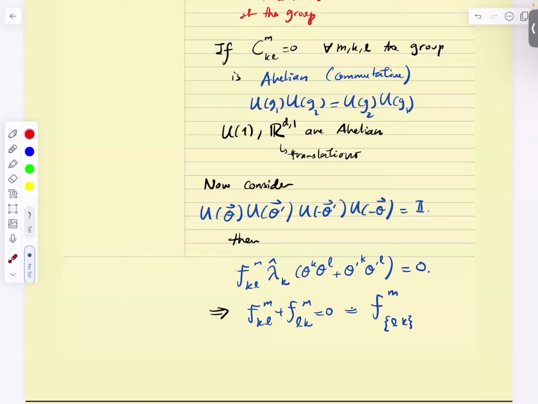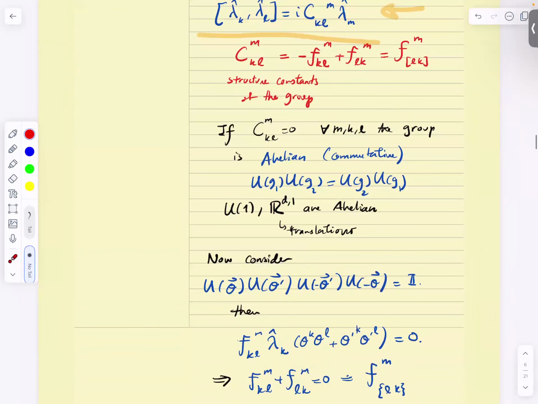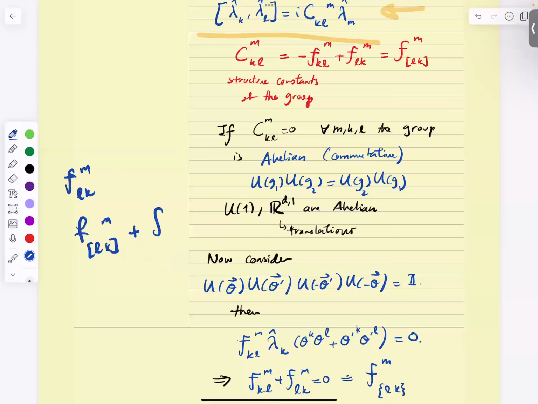From this, you conclude that F_MLK has to be anti-symmetric in the LK components. The symmetrized part has to vanish. So if I take F_MLK, I can symmetrize that, and I can look at the anti-symmetrized part, or I can look at the symmetrized part. This guy vanishes. So the whole thing is anti-symmetric. This is all we've got.